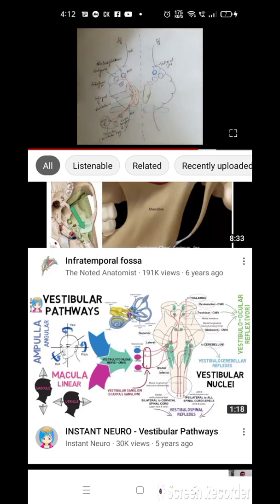Now let's see the efferent tracts. Very simple. The first tract is the cerebellovestibular tract. It begins from the flocculonodular lobe, and then it passes through the inferior cerebellar peduncle of the same side, like this, and then it ends in the vestibular nucleus. From here, it goes as the medial and lateral vestibulospinal tract to end in the alpha motor neurons of the spinal cord.